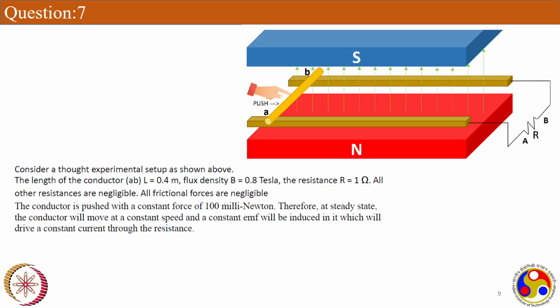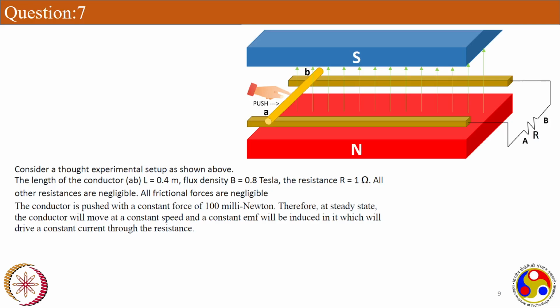And then we started solving the problems. It's a thought experiment setup. We saw how a conductor is being pushed on the rails, and there is a load connected to it, and a magnetic field is applied. If we reverse the polarities of north and south here, you will see the reversal of polarity. So the current won't flow from A to B, it might flow from B to A. So the current flow will be different if that's reversed.